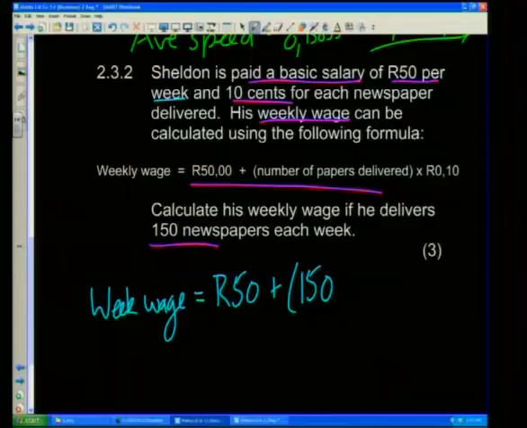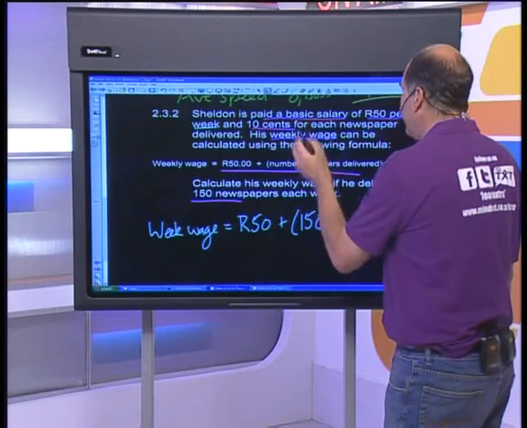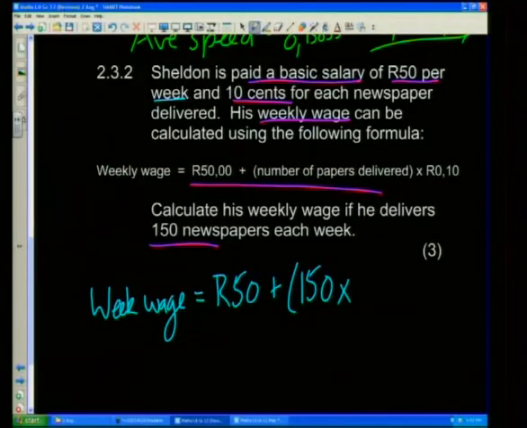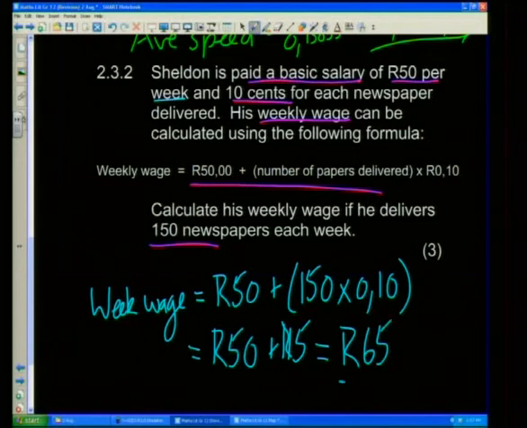That's quite a number of newspapers. He's actually put in quite an effort. If he's done that for 5 days, 30 newspapers a day, quite a bit of cycling he's had to do. And he's only been given 10 cents. Now, 10 cents, we must change to rands. So 0.10. And that means that we multiply that through, and we get 50 plus 15, which means that the total weekly wage is 65 Rand.